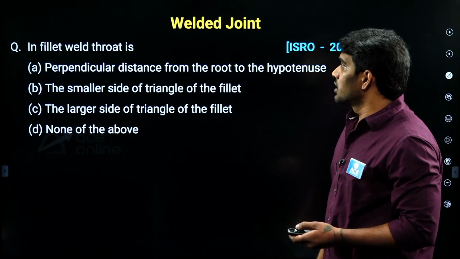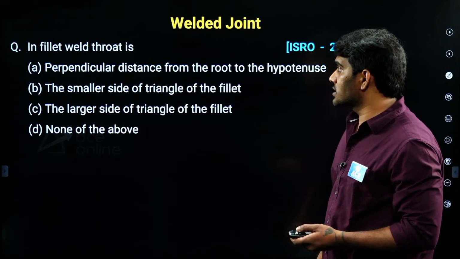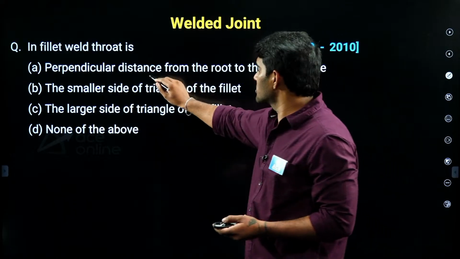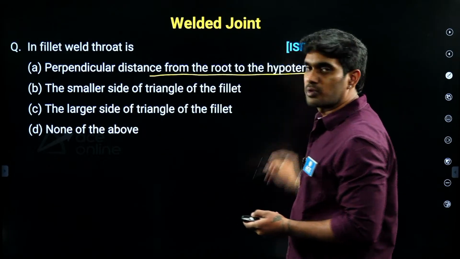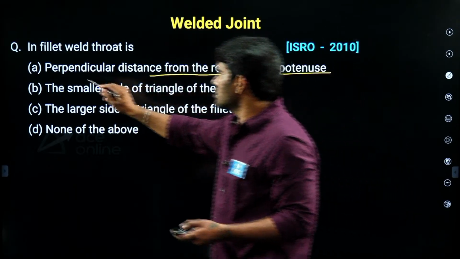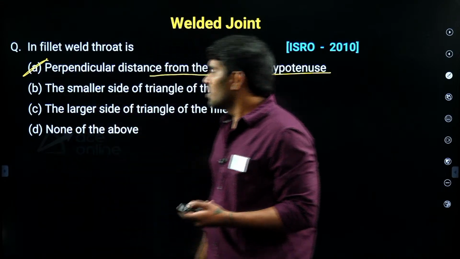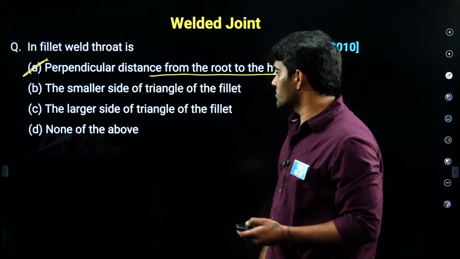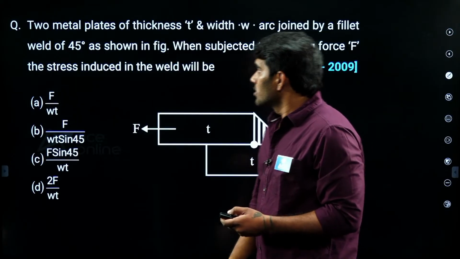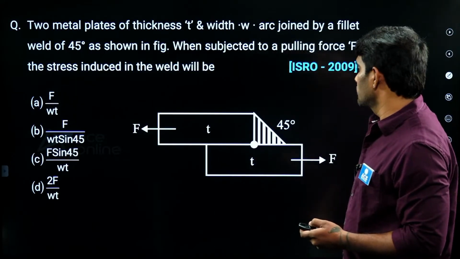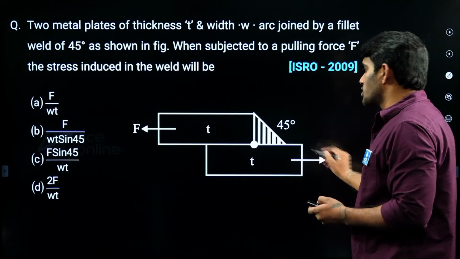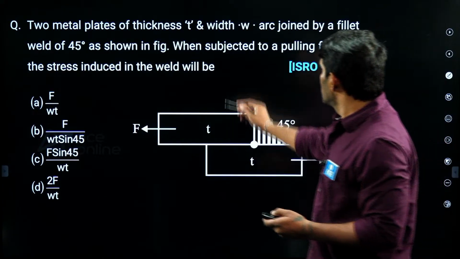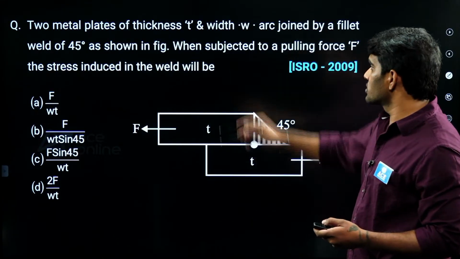In fillet weld, throat is the smallest distance, or the perpendicular distance, from the root to the hypotenuse. Yes, to the face, it is the smallest or perpendicular distance between the root and the hypotenuse, right? So try to find this answer. We know that this is a transverse weld. In case of transverse weld, here the pulling force is F.